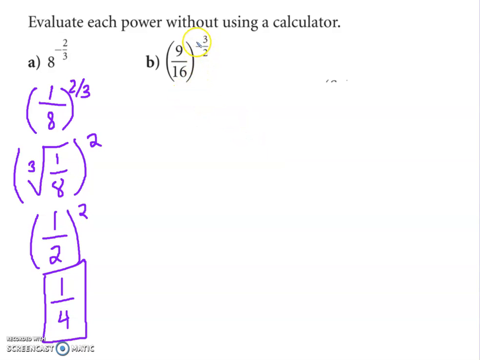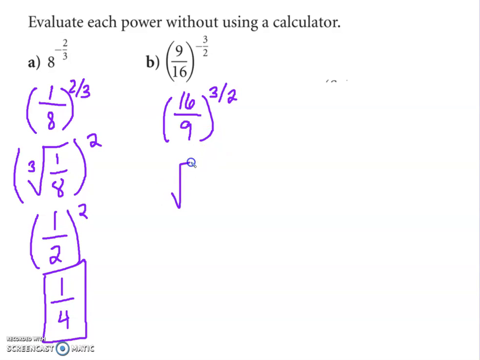In this case, again, we'll find the reciprocal as the first step because there is a negative, so 16 divided by 9, and it's still raised to the 3/2. You do not flip the exponent. It's only the base that you find the reciprocal of. So denominator is the index.